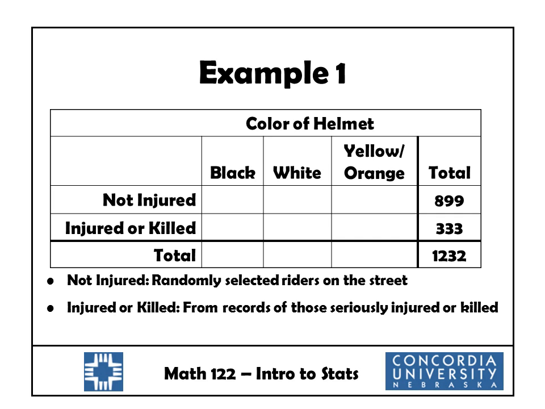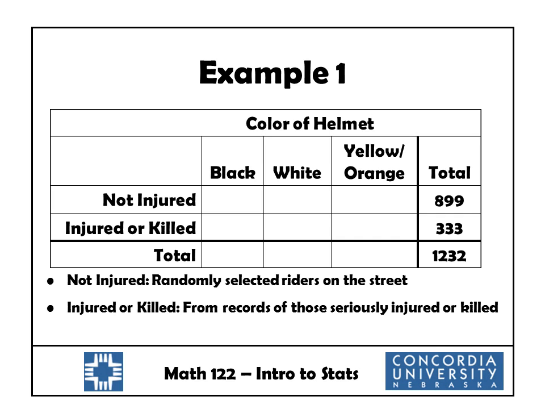So we started off by observing 899 motorcyclists who were out riding on the street, and we're going to call those people not injured. Next, we looked at the records of 333 people that were either injured or killed while riding a motorcycle, and for each person we noted the color of their helmet. So we observed a total of 1,232 people.